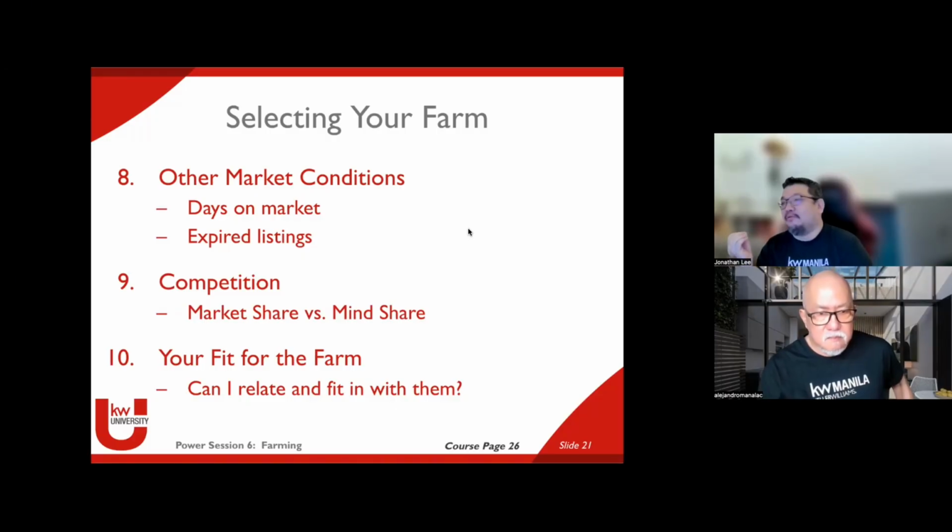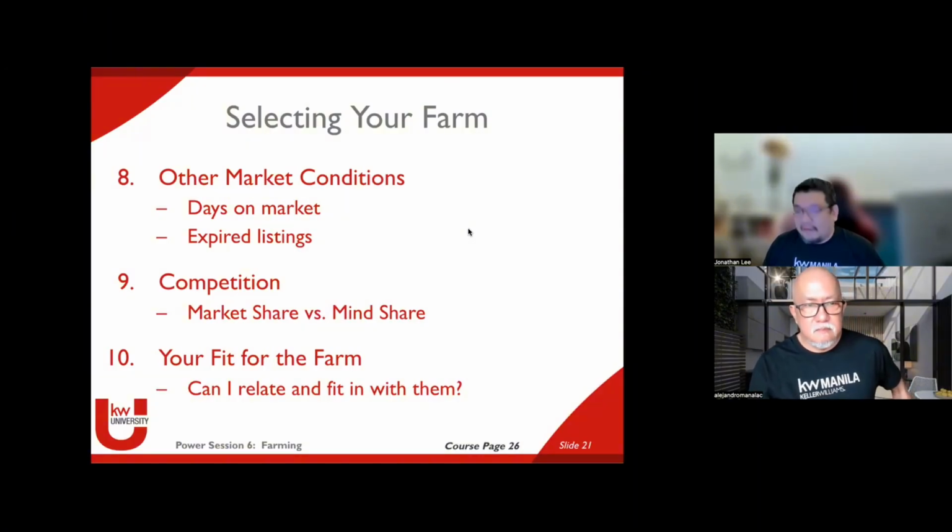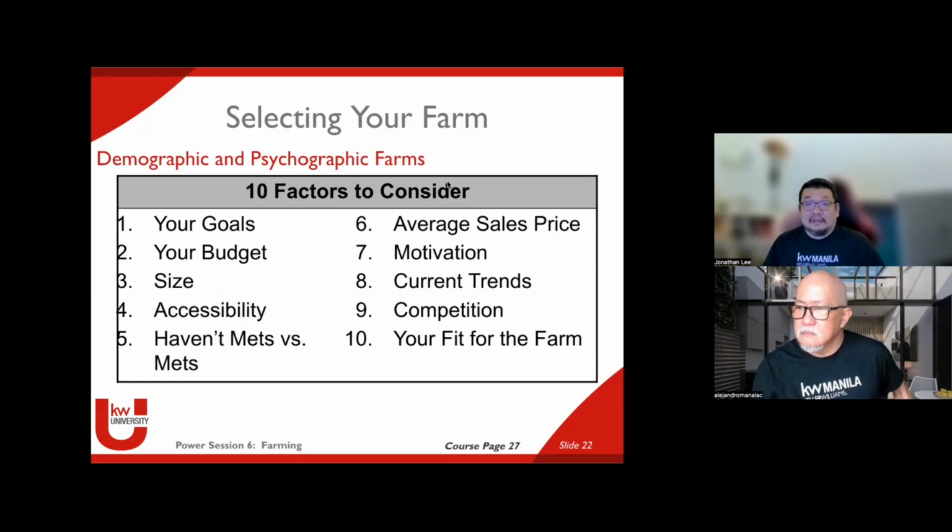And a simple way of doing this, the opportunity I see in the Philippines is, how do I help owners solve their problem? How do I help them price their property correctly so that it can move fast? You've got to think like that, right? And that's the opportunity that you should be having, because I see that opportunity in your market right now, right? Can I relate and fit in with them? Am I able to fit and communicate with them, right? That's important.